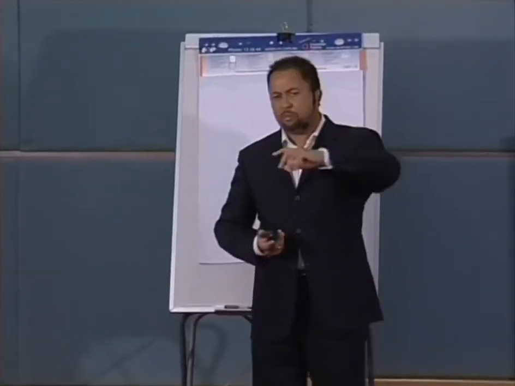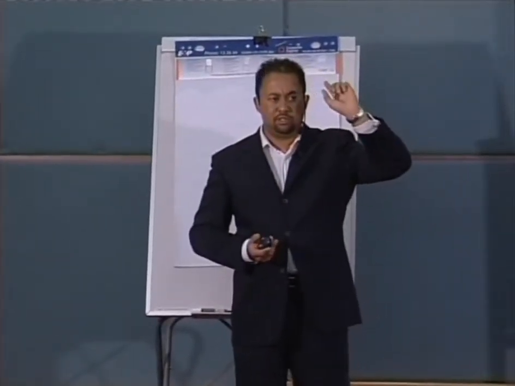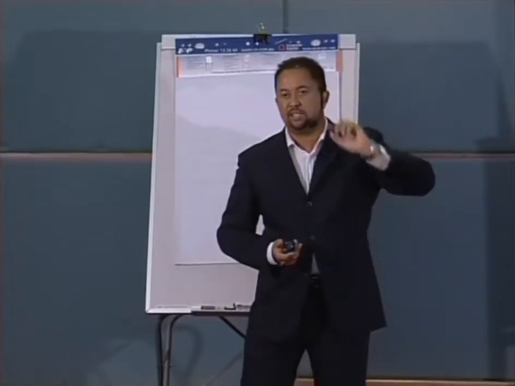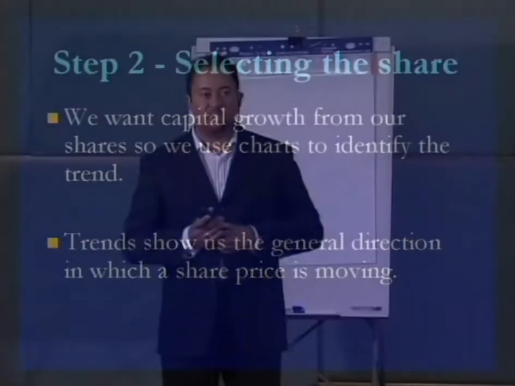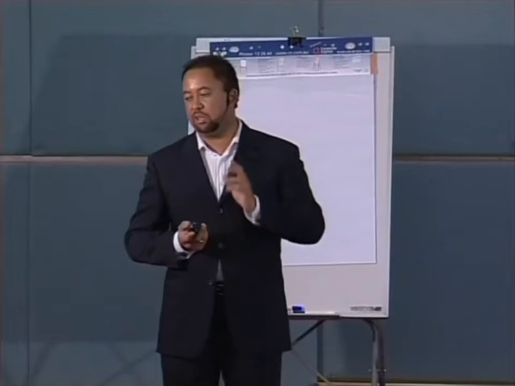Okay, so remember step 1 of the protected buy right was using put options. The second step is to actually use shares. So let's talk about how we select the shares. We want capital growth from our shares, don't we? So what we can do is we can use a thing called charts to identify the trend. Okay, so let me show you what a chart is. Trends show us the general direction in which a share price is moving. I am going to go into that in a lot more detail later on, but let me just show you a picture.